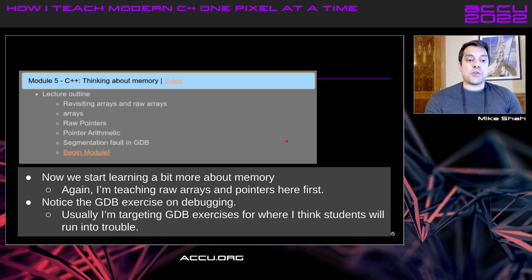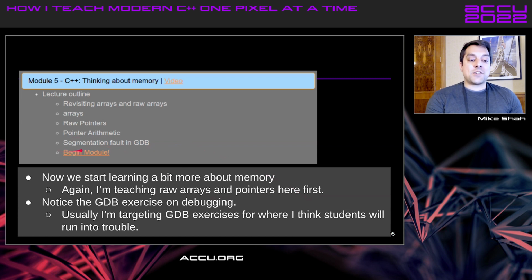Right, then we get into thinking about memory. I'm trying to teach the language as, hey, C++ is a language where you can think about how memory is laid out, and how we sort of organize things here. So this is where you get into the raw arrays and pointers and talking about a few of these things.